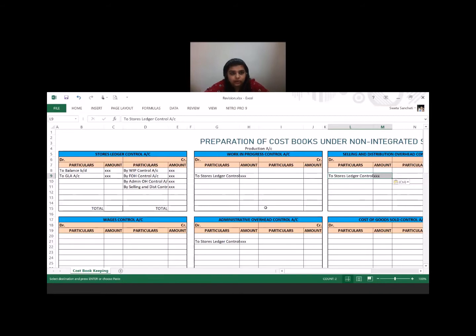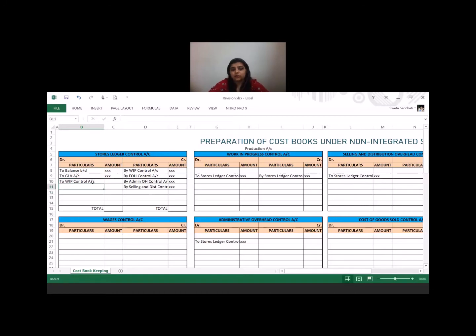Now there may be a case that there is some material which this production department does not need anymore and they give it back to the stores. So when they are giving it back to the stores क्या होगा? We will credit our WIP account and we will debit our stores ledger control account. So here it will be by stores ledger control account, just the reversal of the entry, and here it would be to WIP control account. Okay.